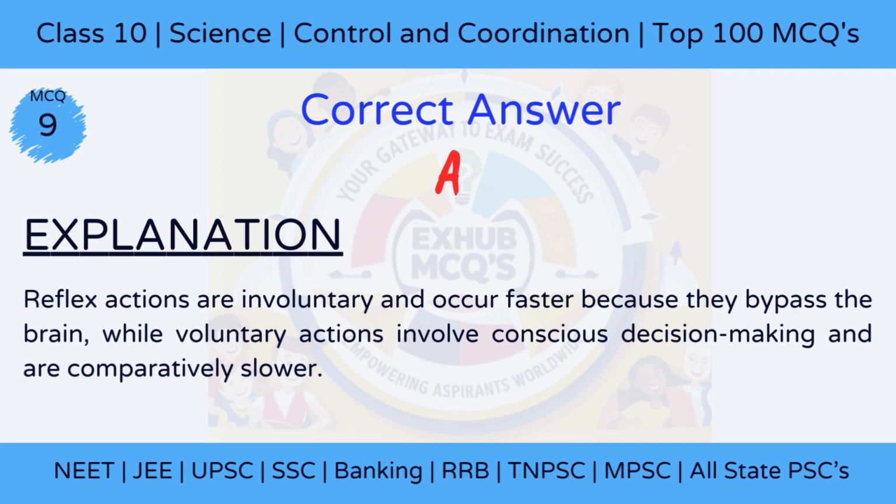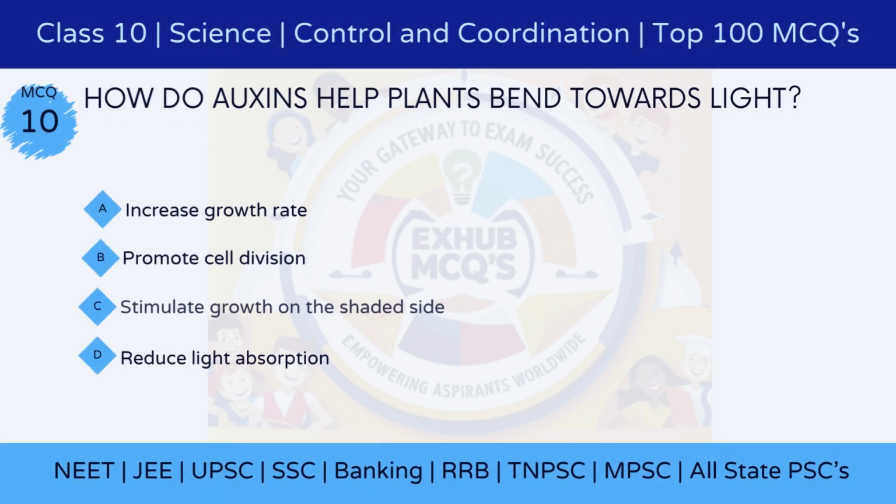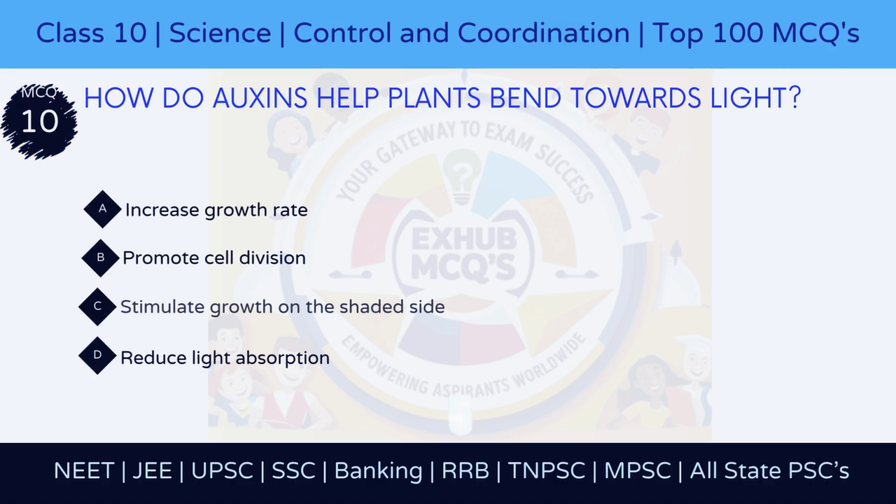MCQ 10. How do auxins help plants bend towards light? Option A, increase growth rate. Option B, promote cell division. Option C, stimulate growth on the shaded side. Option D, reduce light absorption.